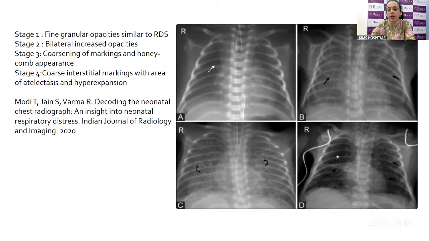So this should be suspected in any baby who is otherwise growing well but has respiratory distress and is approaching near 36 weeks, where we will define the BPD in the baby. Before that, we will call it evolving BPD.